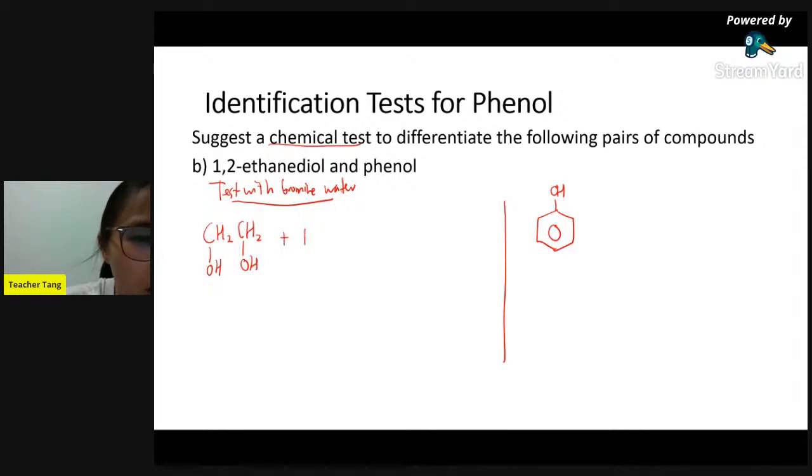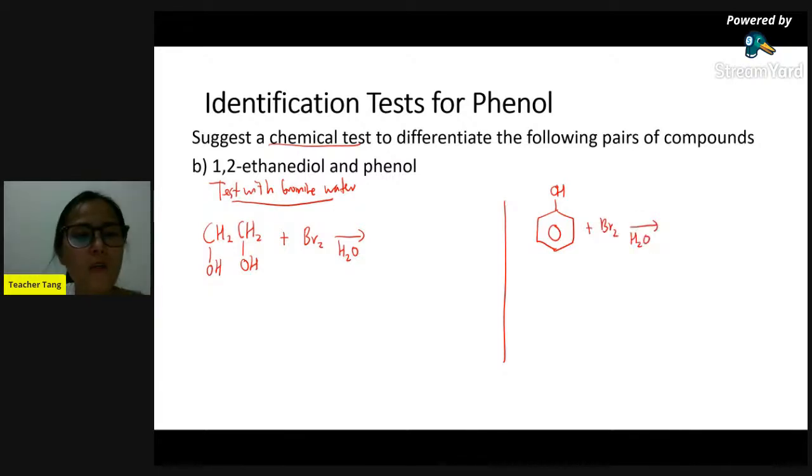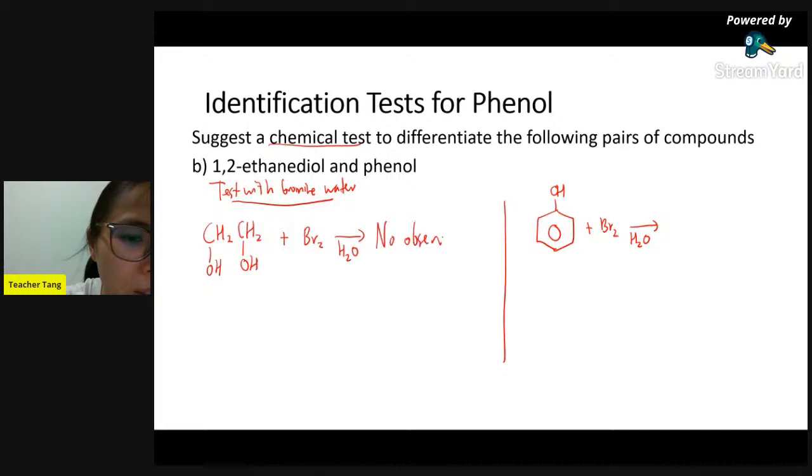So bromine water, the reagent must be the same. For 1,2-ethanediol, it will not react with bromine water, so you get no observable change. This bromine water is reddish brown in color, so if you don't get the product, it means that you still see the reddish brown color.